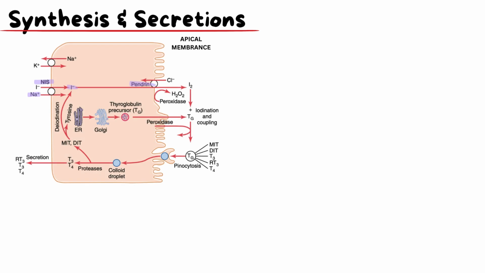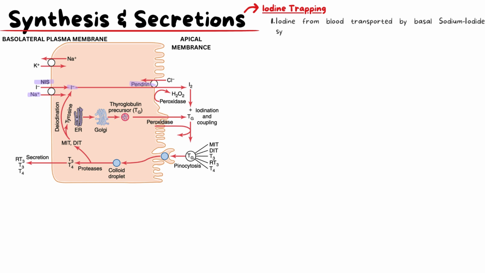In the diagram, we can see the sodium iodide symporter present on the basolateral part of the follicular cell. This symporter is responsible for iodide trapping. Iodide trapping is the first stage of formation of the thyroid hormones. In this step, the iodide from the blood is transported into the thyroid cells. Iodide is actively pumped into the interior of the cell.